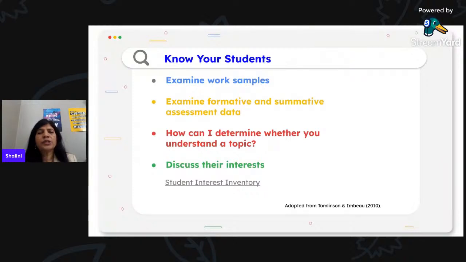So, how to know your students? We have to keep seeing their work samples. We have to see the assessment data that we collect through the formative and summative assessments. And we have to also ask children, like, how can I determine whether you understand a topic or not? Through one on one talks, we can discuss their interests. We can design a student interest inventory, where you can have a Google form, or you can design a template where you try to find out what things your children are interested in.